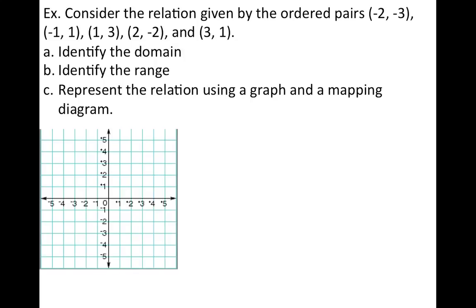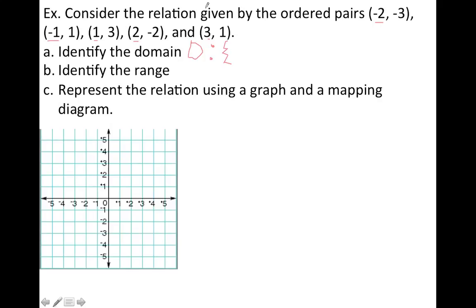Next, we are considering this relation given the ordered pairs. We have (-2, -3), (-1, 1), (1, 3), (2, -2), and (3, 1). We have to identify the domain and the range. So first, starting with the domain, we're going to put a capital D out front to represent domain. Then follow that with a colon and the little squiggly thing I can never draw. Next, when you're identifying the domain, remember that it is the x values of all of our ordered pairs. Rewrite them in least to greatest order with no repeats.